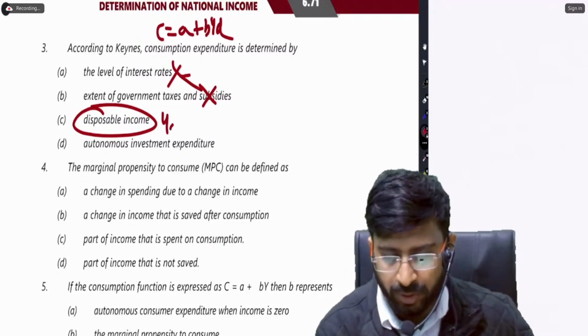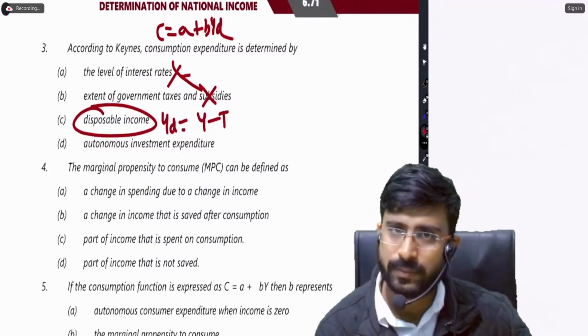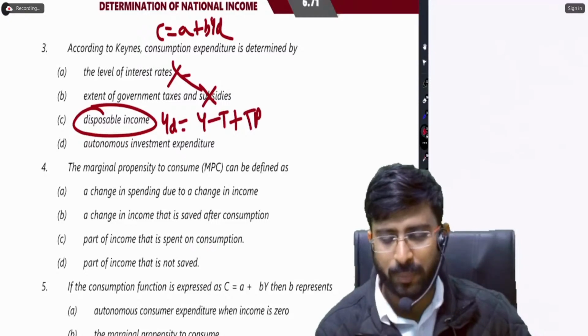And you all know what is disposable income. It is income minus taxes plus transfer payments.